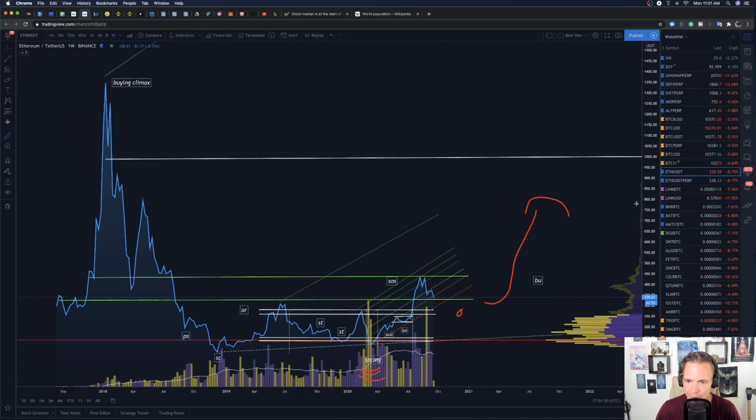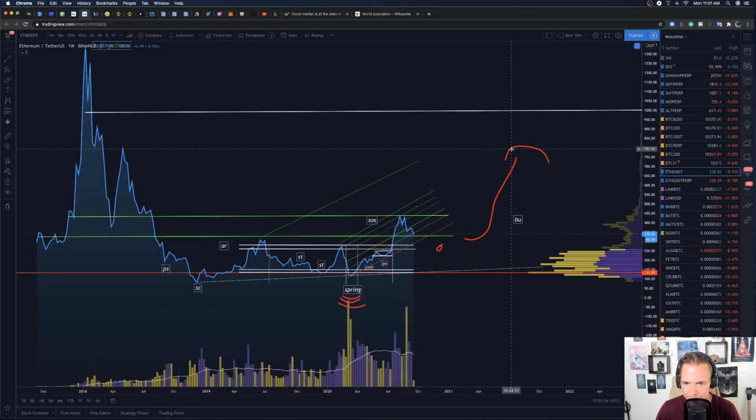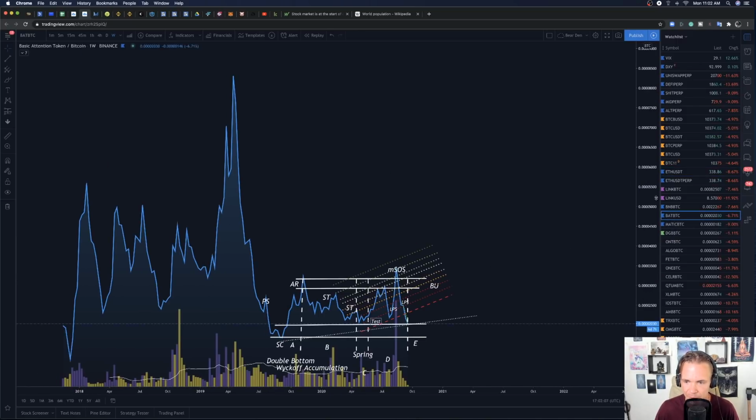So now that we know that there's this larger market cycle at play, it becomes easier to be more patient with everything. For those of you in the private Bear Den, one of the things I stressed at the beginning was that I try to sell around 70% of my position in the SOS. Well, why do I do that? Look what happened to BAT.